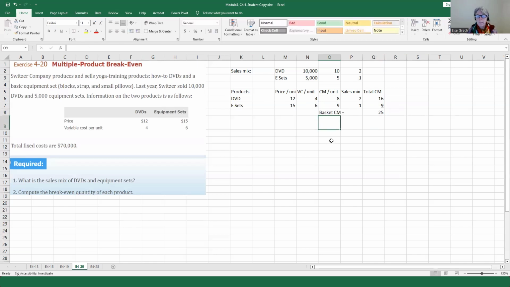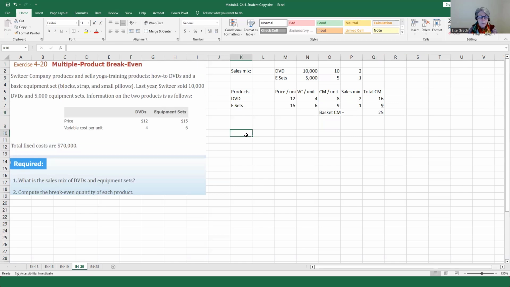So why do I call it the basket contribution margin? Because every time I sell 2 DVDs, I sell 1 equipment set. So you can think about that as kind of a basket. And in that basket are 2 DVDs and 1 equipment set. So when the company sells one of those baskets of 2 DVDs and 1 equipment set, they're earning $25. That's the combined contribution margin of the 2 DVDs and 1 equipment set.